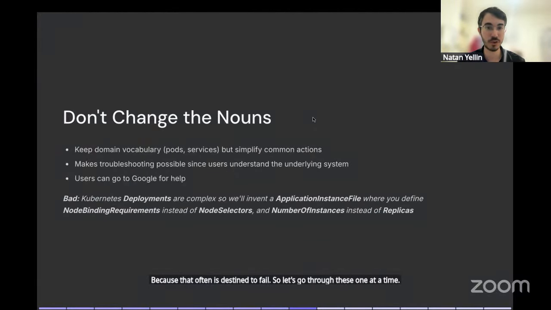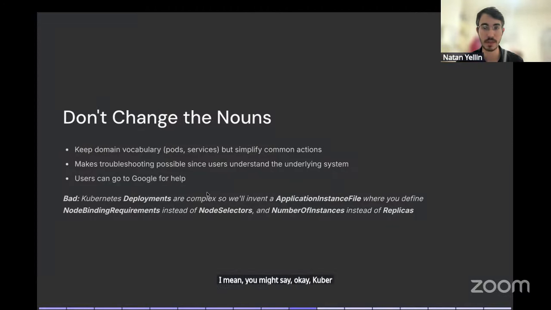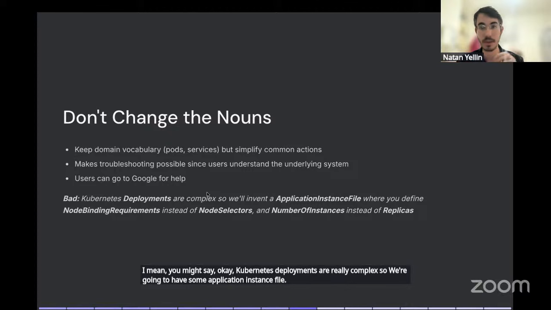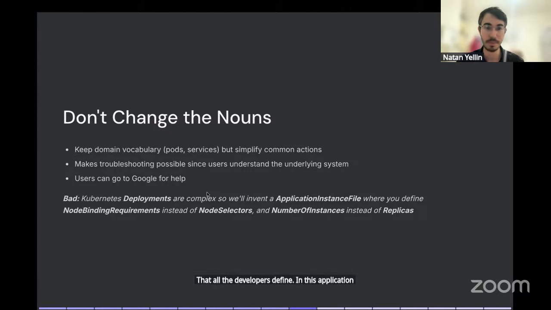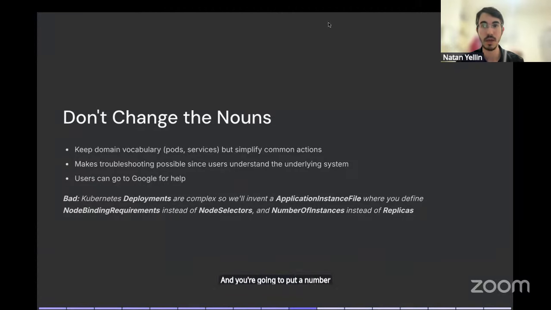So first rule, don't change the nouns. I'll start with a bad example of what you shouldn't do. You might say, okay, Kubernetes deployments are really complex, so we're going to have some application instance file that all the developers define. In this file, you're going to put in some node binding requirements instead of node selectors because that's simpler, and you're going to put in a number of instances instead of replicas.